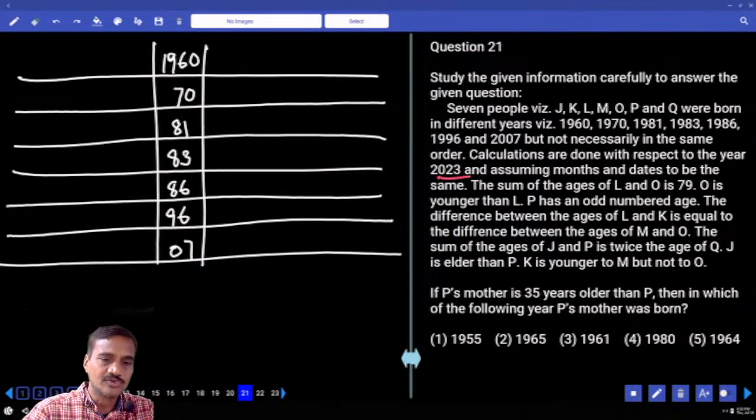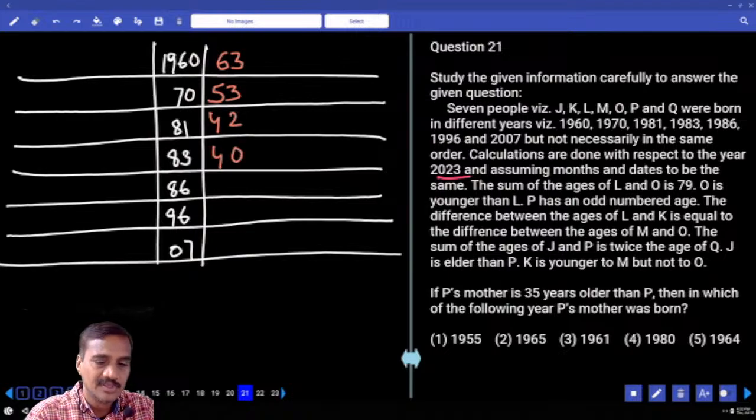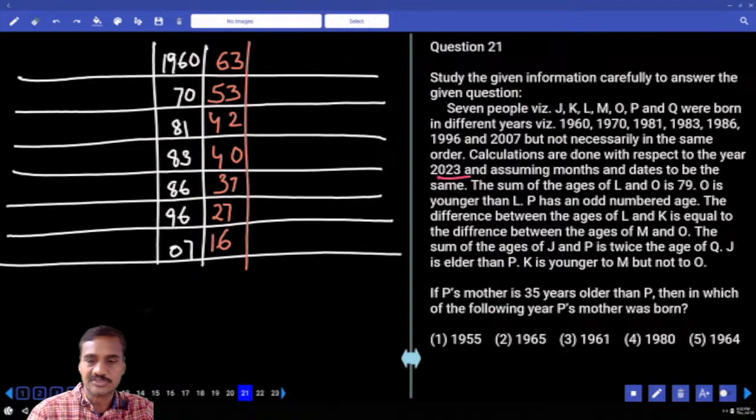2023. The one who was born in 1916 will be 63 years. Plus 10, minus 10, and plus 11, minus 11. Minus 11 is how much? 42. And the next one, 81 and 83, this must be 40. And the next one is 37. And the next one is 27. And the next one, 96 to 7, that means after how many days? 11. And minus 11, 16. Now these are the ages of these persons.